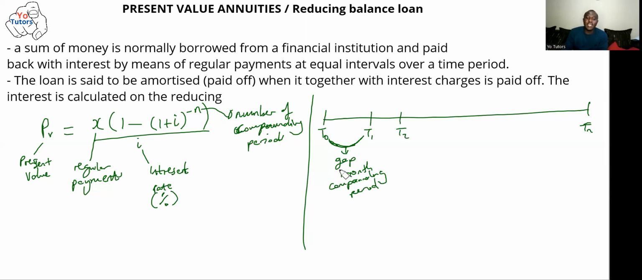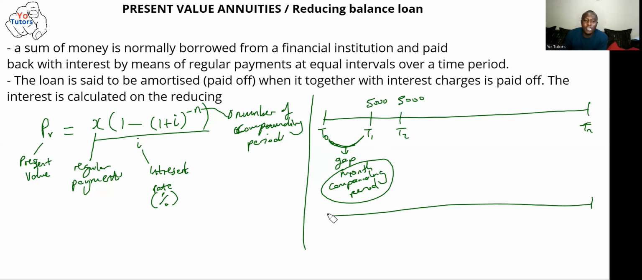Let's say you are borrowing money or buying a car on credit. You may pay a deposit, and if you pay a deposit, you are paying it at T0. We call that a deposit, whatever amount is paid there. So let's say you pay 5,000 in this case. If you have a scenario where at T0 you pay 5,000, this is referred to as a deposit.